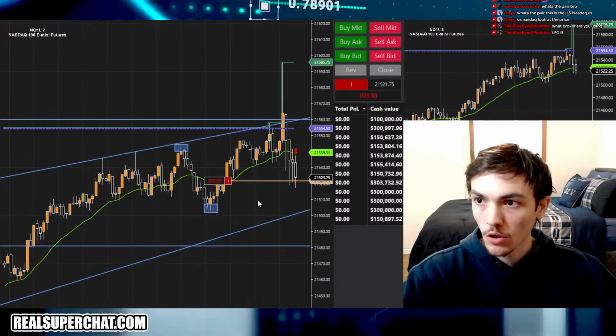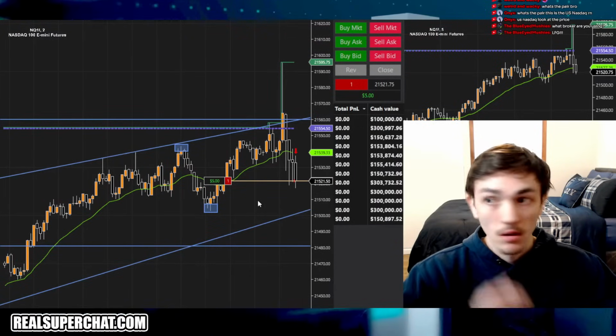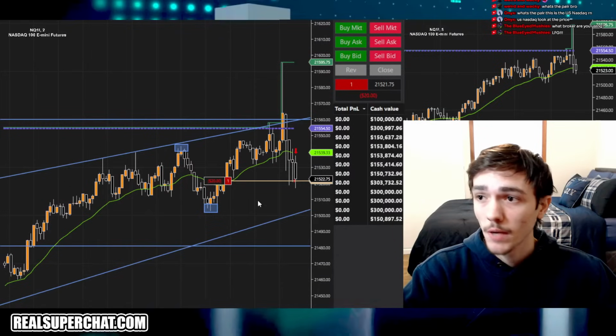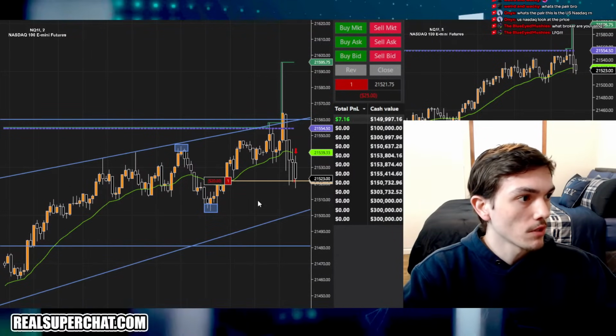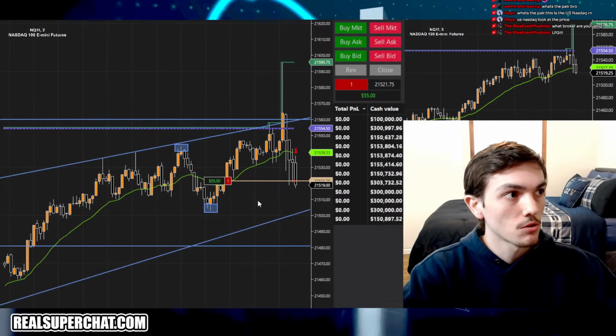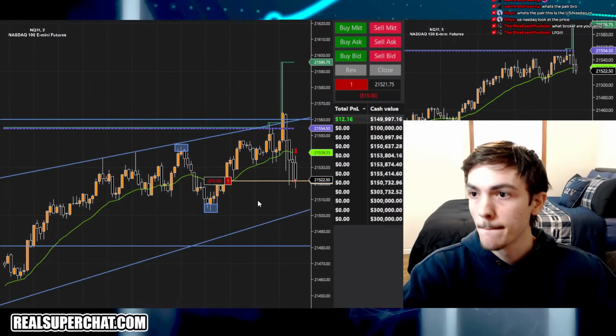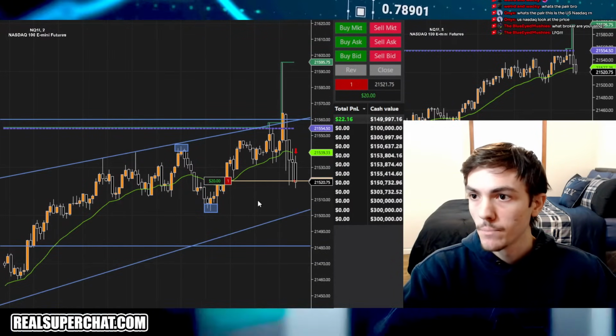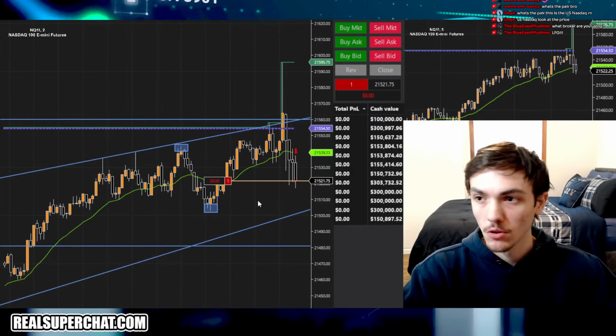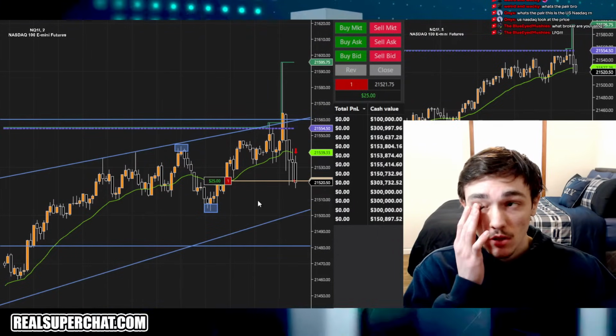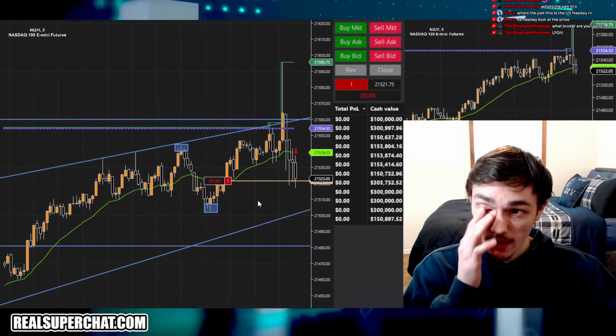Gonna send one short, only one. Expecting the ES to flush down to the VWAP. It could be a fake out to go higher. That's why I'm starting with one, up 40, up 50. Only one contract short. Starting small, room to add.